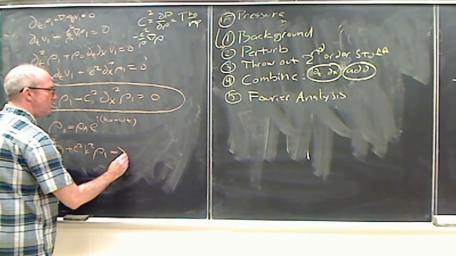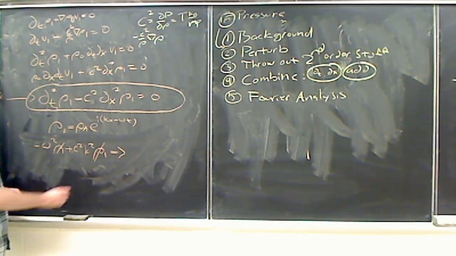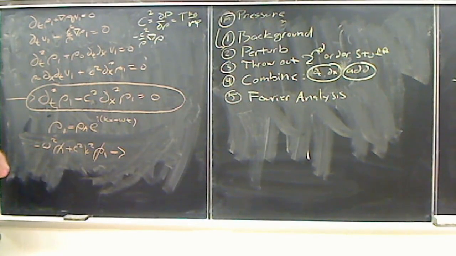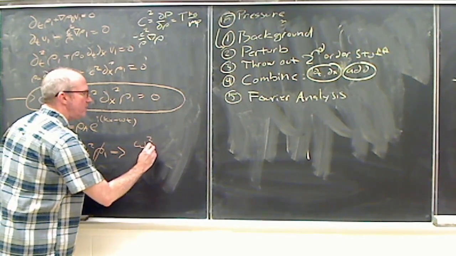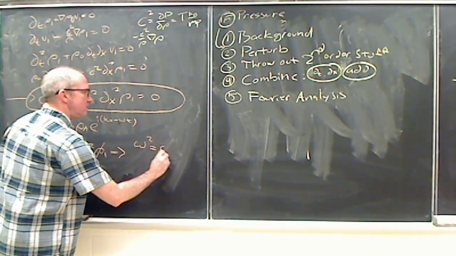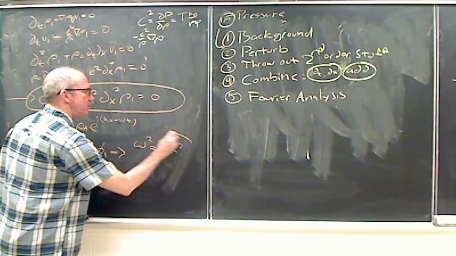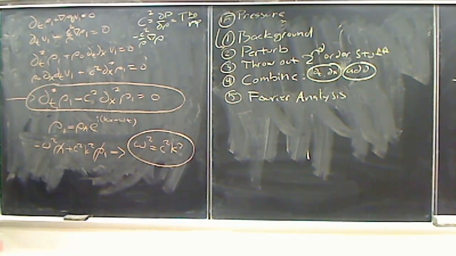So, rho 1 cancels, because rho 1 is not 0. And I'm left with this equation. Omega squared equals c squared k squared. Does that make sense? You good? Yeah. Okay.